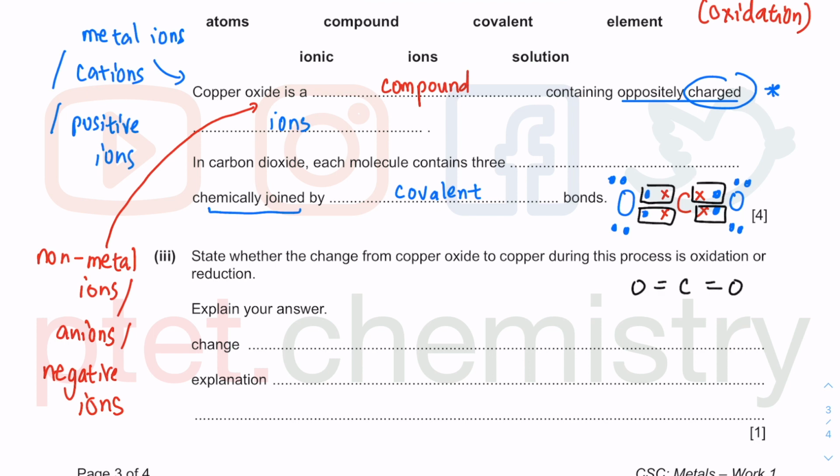So carbon forms 4 covalent bonds, and the oxygen shares 2 electrons, forming 2 covalent bonds for each oxygen. Sharing of electrons between non-metals and non-metals is what you call covalent bonding. So in carbon dioxide, each molecule contains 3 atoms because you have 2 oxygen atoms and 1 carbon atom. So if the question says contains 2, then 2 elements, but 3 atoms. 2 different elements, carbon and oxygen, but 3 atoms altogether, 2 oxygen and 1 carbon.